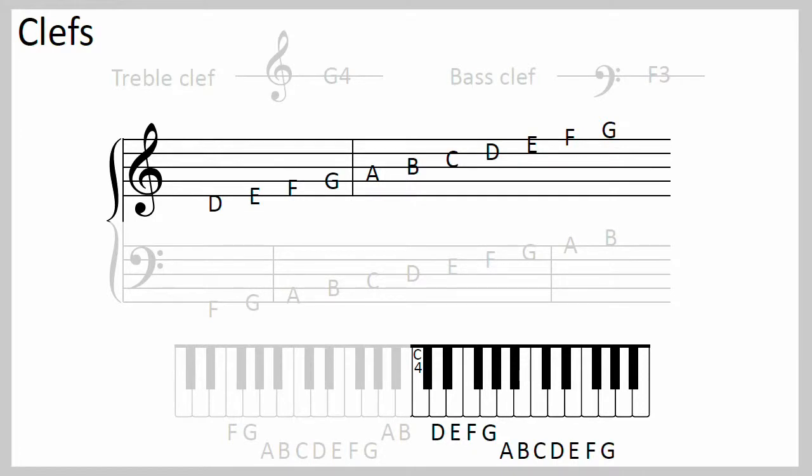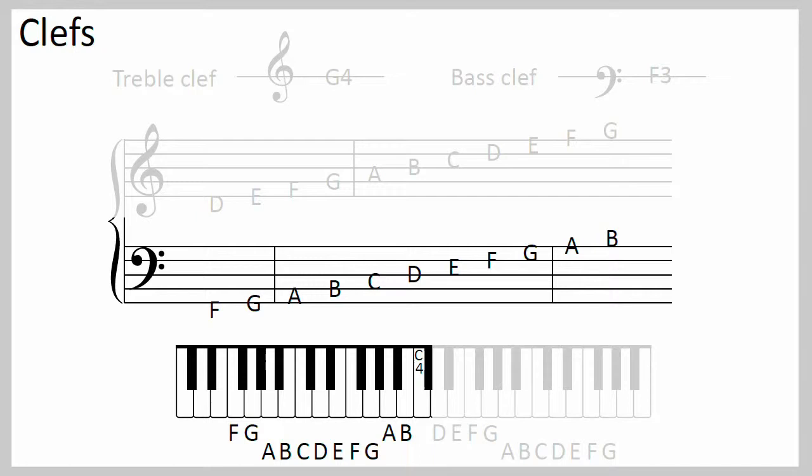A staff with a treble clef marks the lines and spaces as the letters D4 to G5, and a staff with a bass clef marks the lines and spaces as the letters F2 to B3. Notice that going up on the staff goes forward through the alphabet and to the right on the keyboard. Going down on the staff goes backward through the alphabet and to the left on the keyboard.